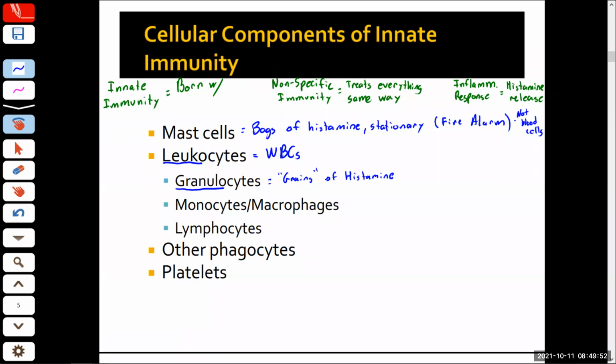Monocytes, macrophages, we're going to talk about. Lymphocytes, this is going to be the third part of lecture. These are your B and T cells. Again, that'll be in the third line of defense. Other phagocytes, we'll talk about them. Platelets, keep it simple. What do platelets do? Clotting, stop bleeding, however you want to say it. So this is just an overview of the cells. We're going to get more in depth with it.